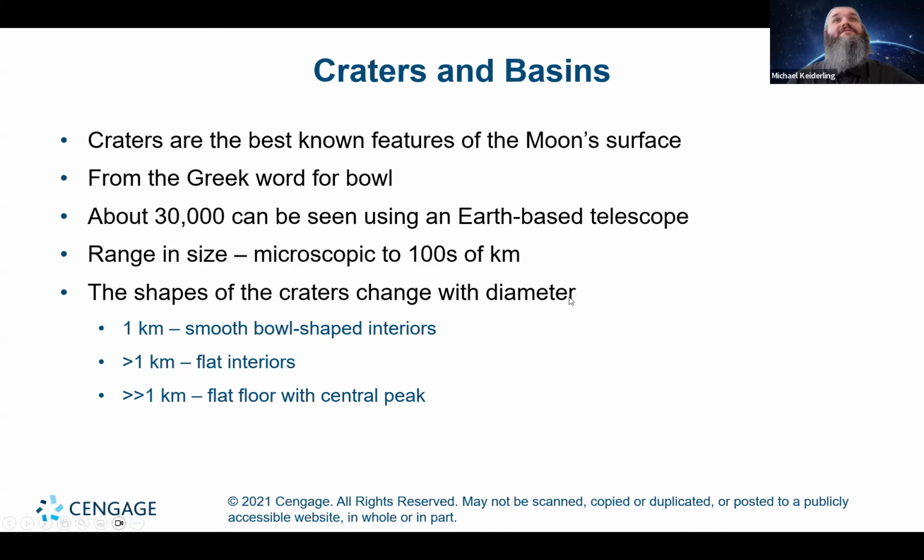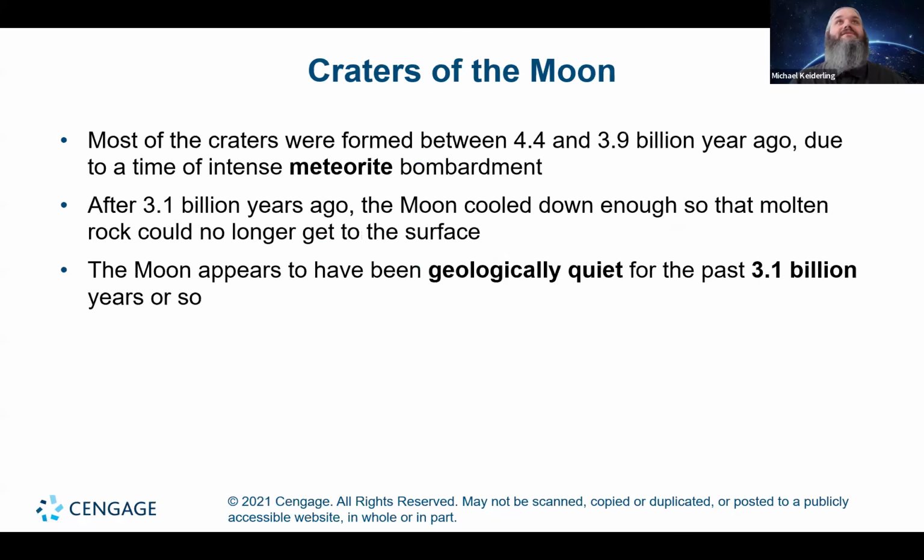And the shapes of the craters change with their diameter. Up to about a kilometer, they're smooth, bowl-shaped interiors. Greater than about a kilometer, the interior gets flat. And much greater than a kilometer, you have a flat floor with a central peak where the ground bounced up after the impact.